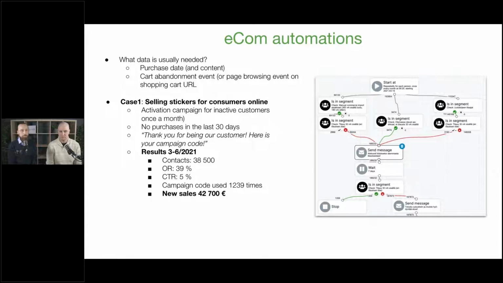So the first one is about a company selling stickers to consumers online. Basically they do customizable labeling stickers. You can label your kids' clothes with it or things like that. So they're running this activation campaign for their inactive customers once a month. If you haven't purchased anything in the last 30 days, they send messages: thank you for being our customer, here's your campaign code and things like that. So they have good results. The campaign is ongoing, but I have results from last spring here.